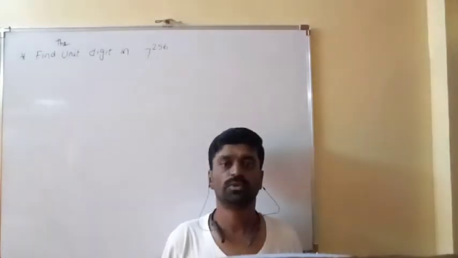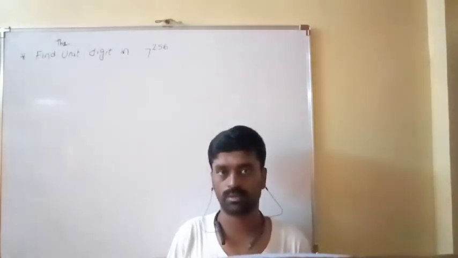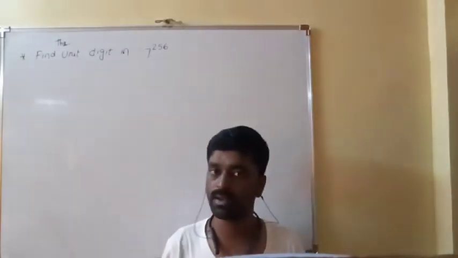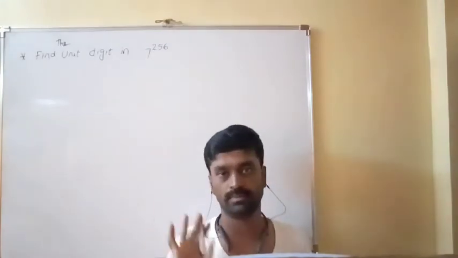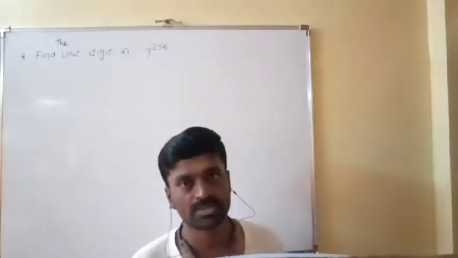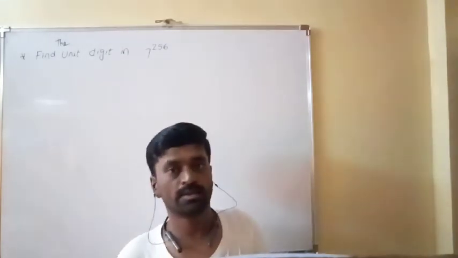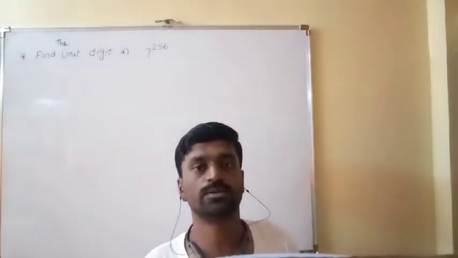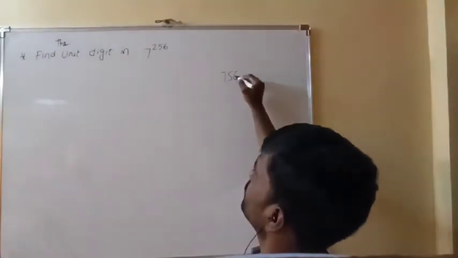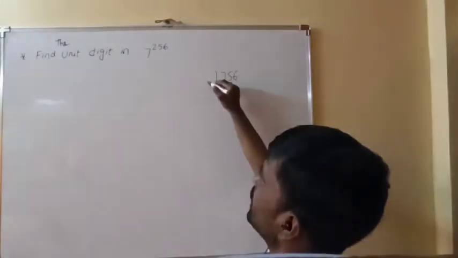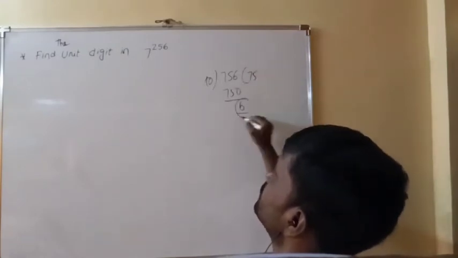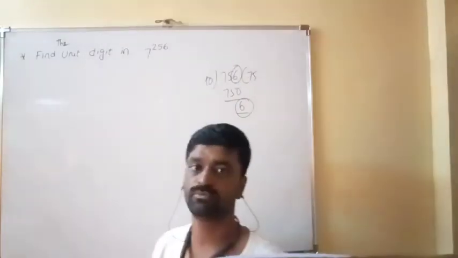Remember, if you take any natural number, the unit digit in that natural number is the same as the remainder when that natural number is divided by 10. Suppose, for example, I consider 756. If you divide it by 10, what remainder do you get? 6. So the 6 is the same as the unit digit in 756.